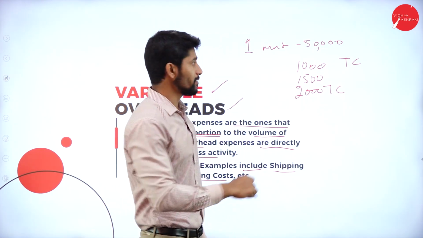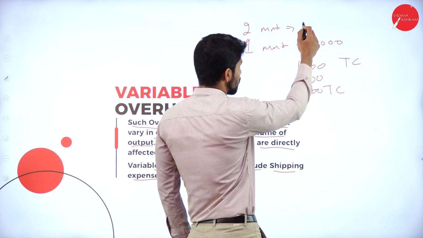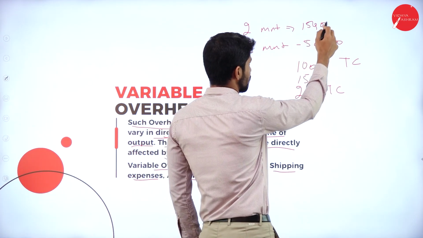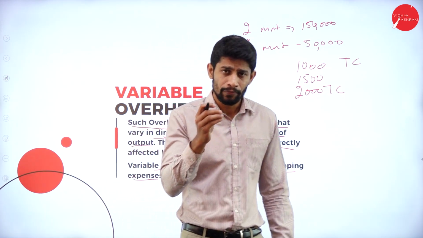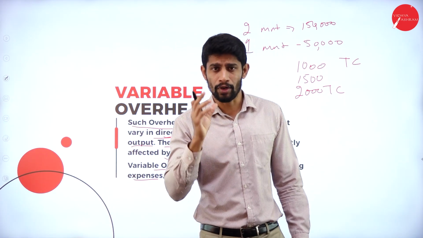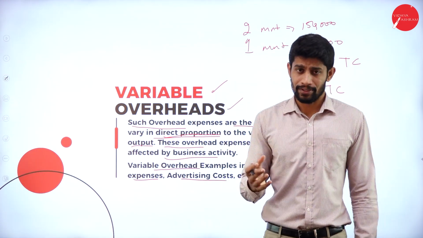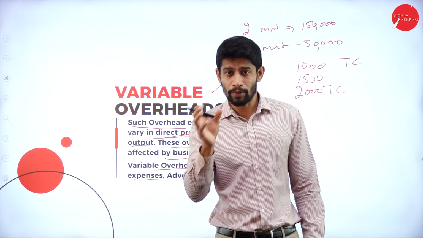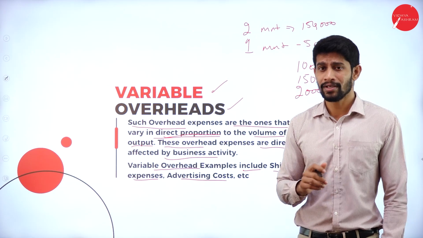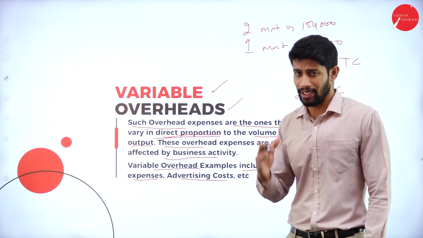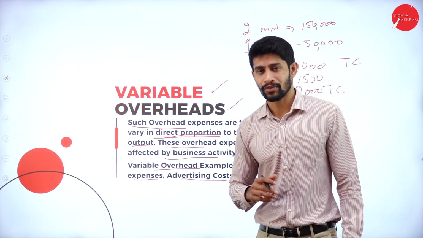If you want to advertise a 2 minute video, they might charge you 1,50,000 rupees. So here, a few costs are based upon how you are going to spend and how you are going to produce, based upon the productional activities and the business activities. These overheads will get changed. For that, the examples are shipping expenses and advertising cost.